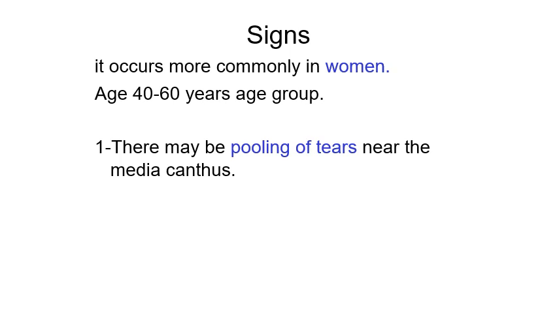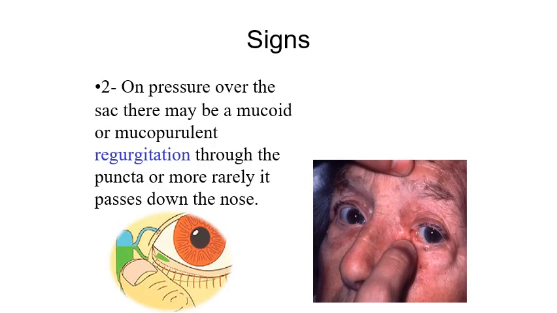So the signs: it occurs more commonly in women, aged around 40 to 60 years. There will be pooling of tears near the medial canthus, and overflowing of the tears, which we call epiphora. On pressure over the sac, there may be mucoid discharge or mucopurulent regurgitation through the puncti, or more rarely it passes down the nose.